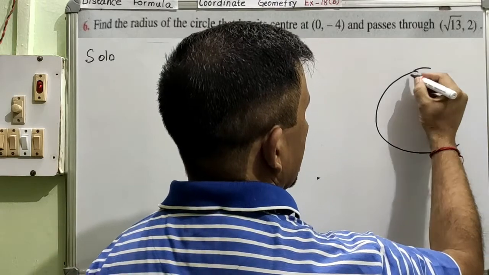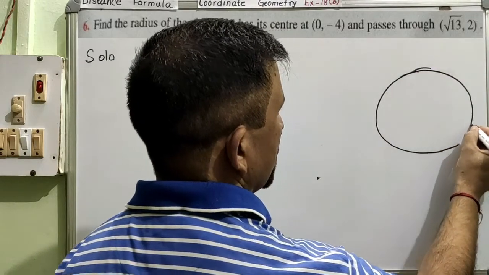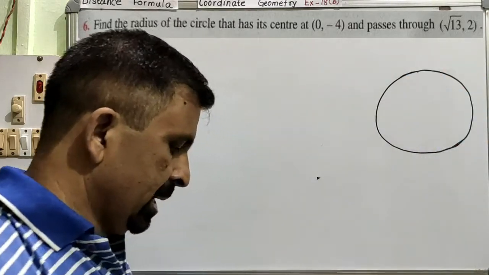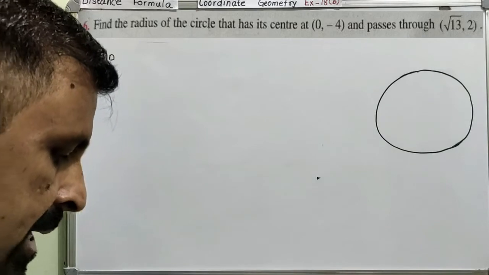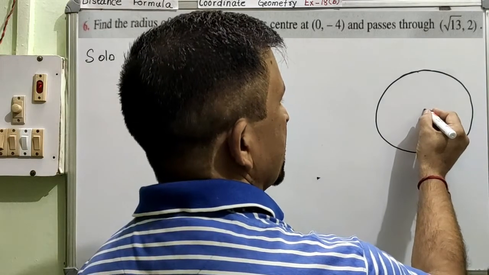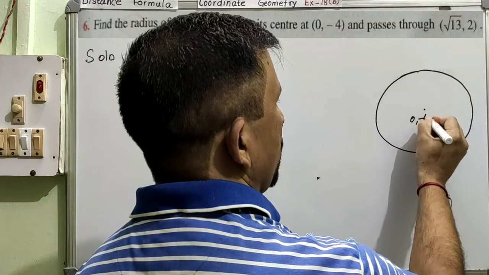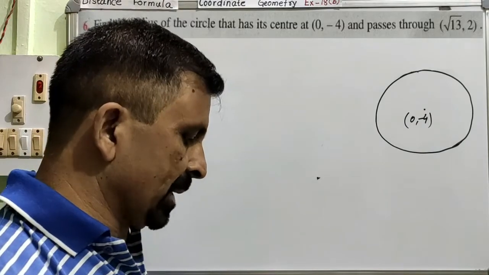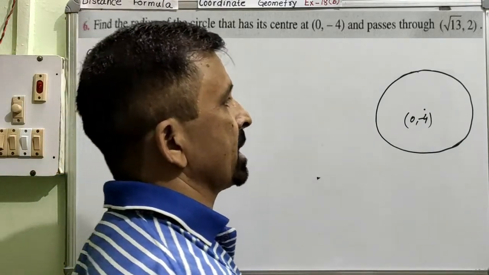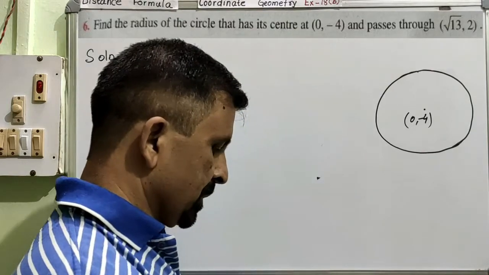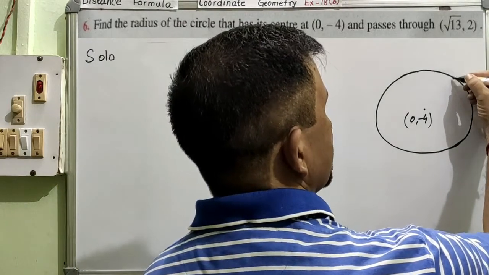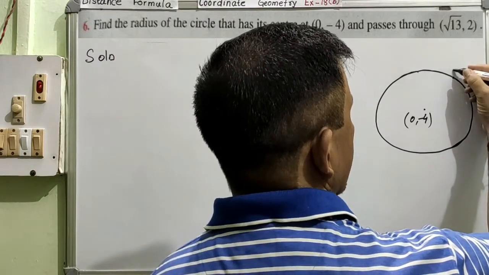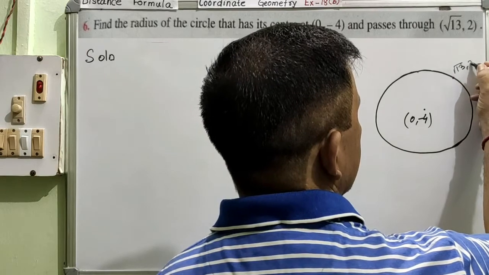This is a circle, right? Okay. Now according to the question, the coordinate of the center is 0 and minus 4. And the circle is passing through one point, and the coordinate of that point is root 13 and 2. So suppose that point is this. The circle passes through a point, and that point can be anywhere. So if I assume the point to be here, then the coordinate of this point is given as root 13, 2.